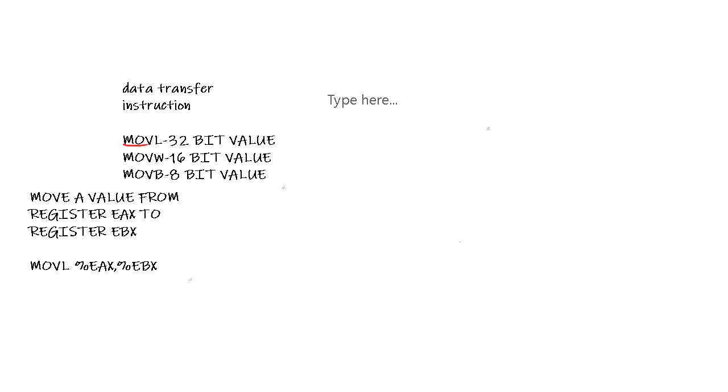So what is the source here? The given 32-bit value is the source. So first we have to write the source, which is 0x12345678. After that we have to write the destination. What is our destination? Our destination is the ECX register. So you have to write percentage of ECX. Okay. So the answer is movL 0x12345678, comma, percentage of ECX.